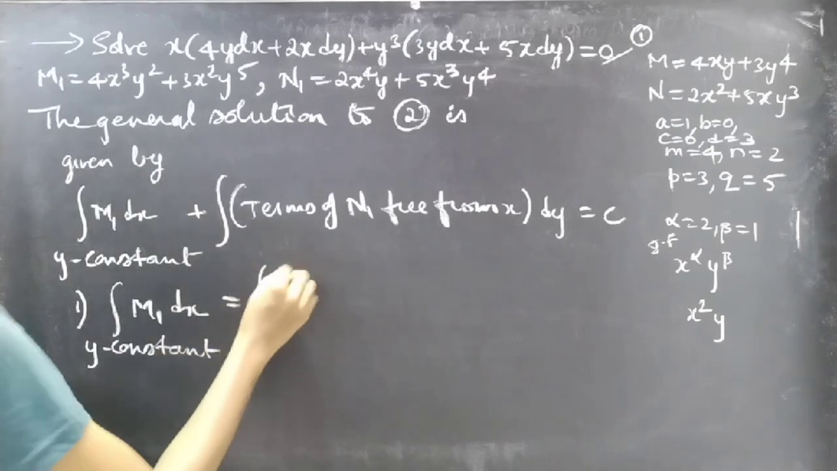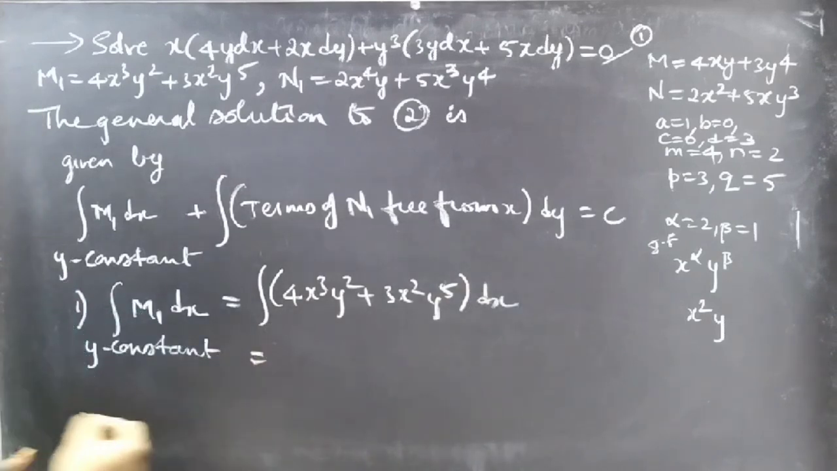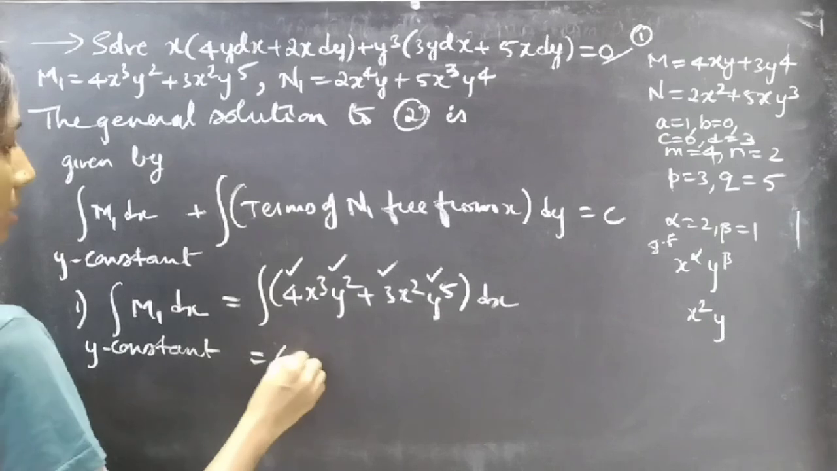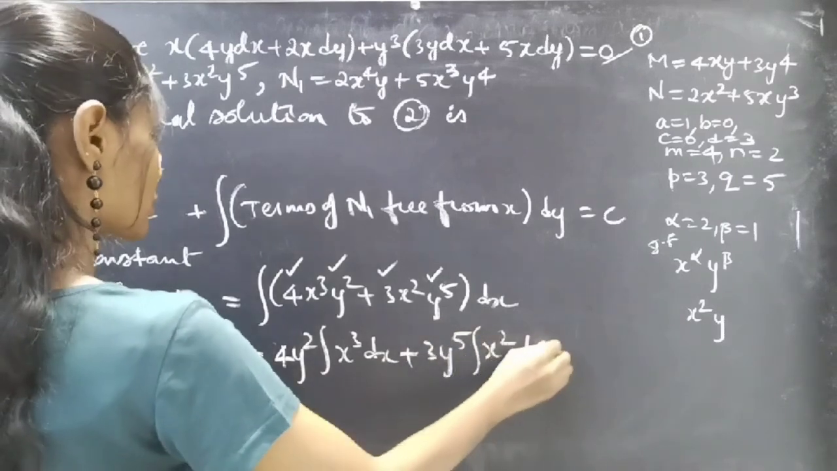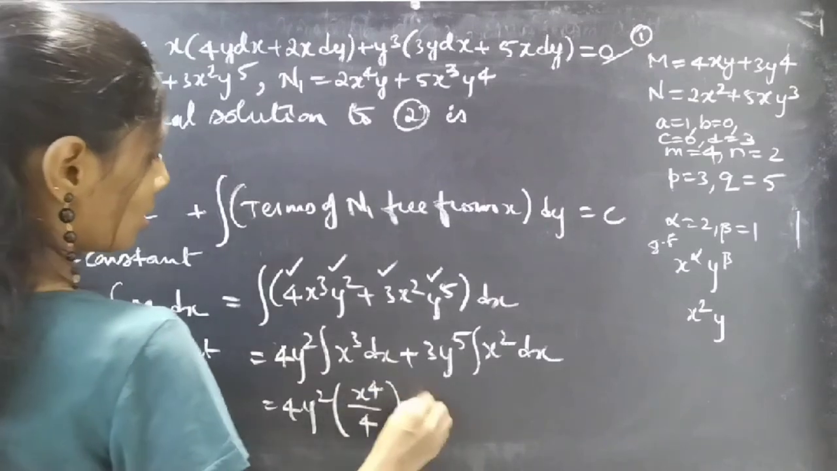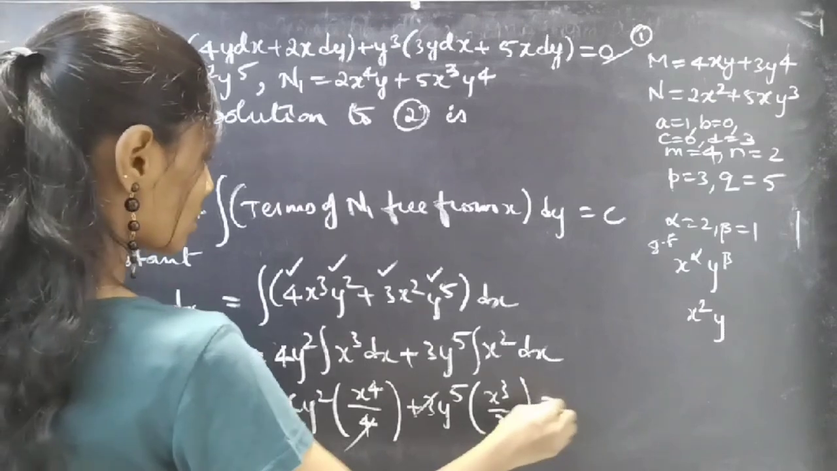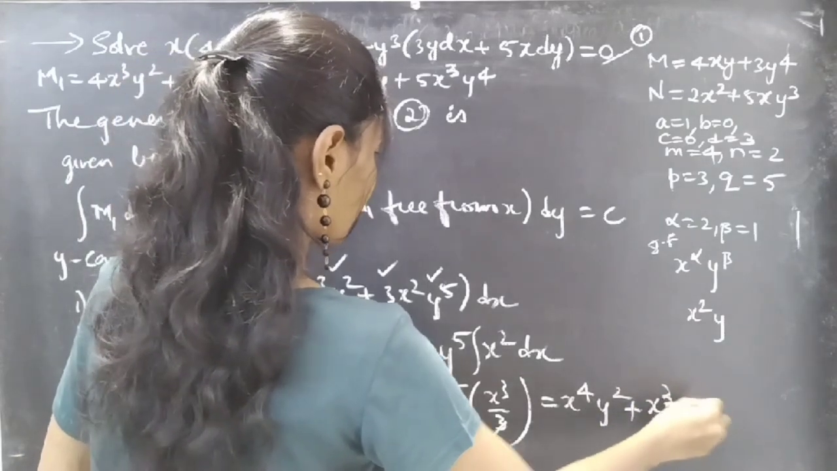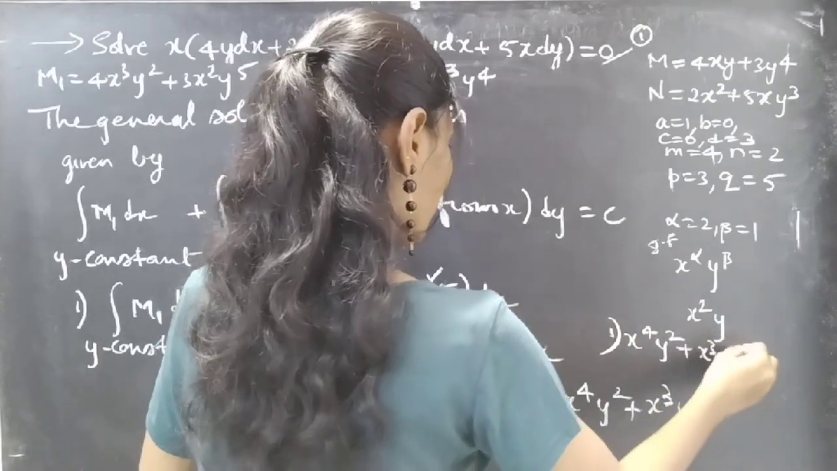This equals integral of 4x cube y square plus 3x square y power 5 into dx. Since y is treated as constant, in the first term y square is constant, 4 is constant, and in the second term 3 and y power 5 are constant. So we can write this as 4y square integral x cube dx plus 3y power 5 into integral x squared dx, which gives us 4y squared into x power 4 by 4 plus 3y power 5 into x cubed by 3. 4 gets cancelled and 3 gets cancelled. This gives us x power 4 y square plus x cube y power 5. So the result obtained from the first integral is x power 4 y square plus x cube y power 5.